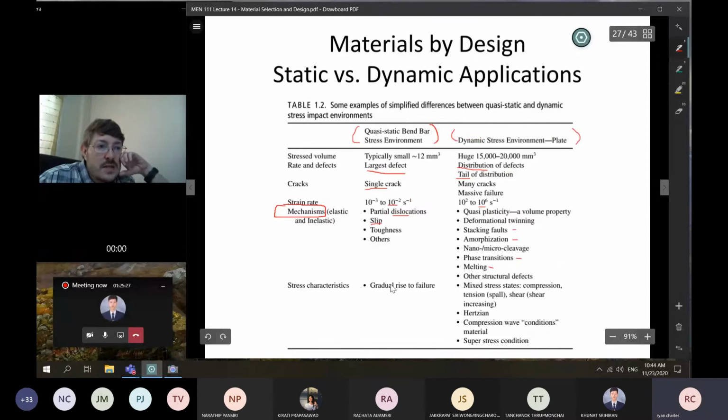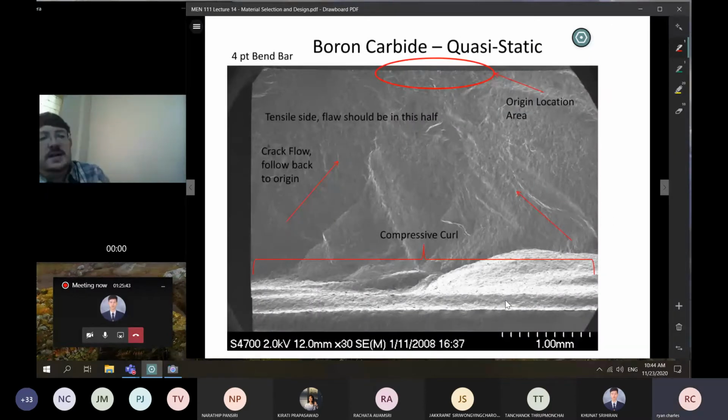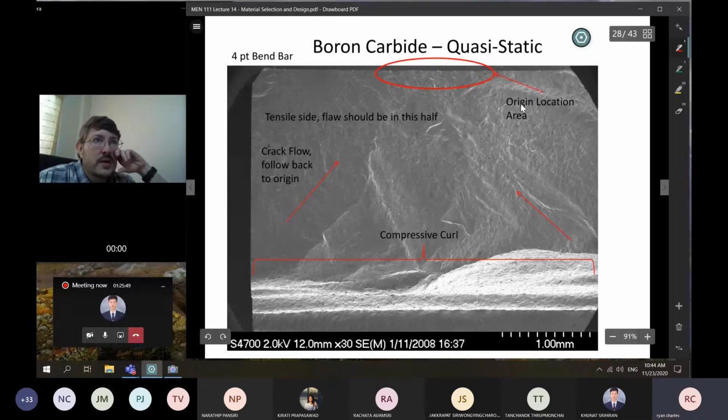Stress characteristics, gradual rise, all kinds of new things like shock waves, compression waves, Hertzian cone cracks, spallation. Things can fail in very spectacular ways. So it's an example here. Here's a ceramic. I broke this in bending.